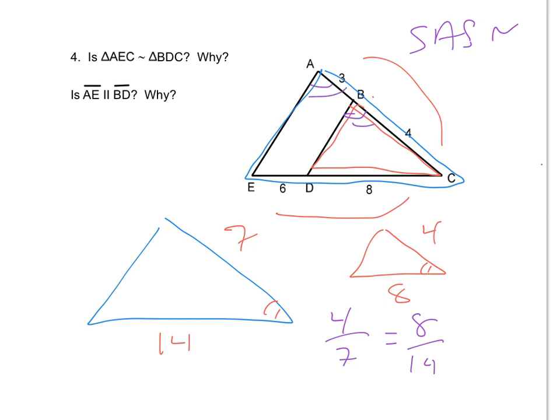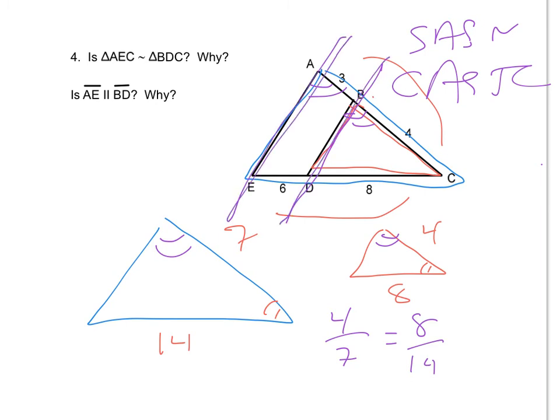which means now this angle must be congruent to this angle. We can see them down here because those are corresponding angles of similar triangles, CASTC. Those angles are congruent by CASTC, which means now the lines must be parallel because those two congruent angles are corresponding angles.